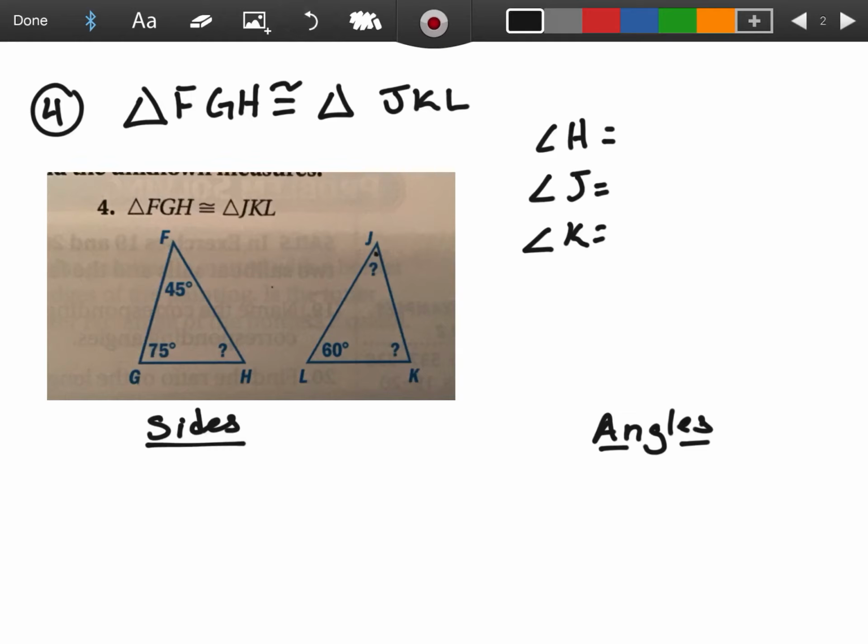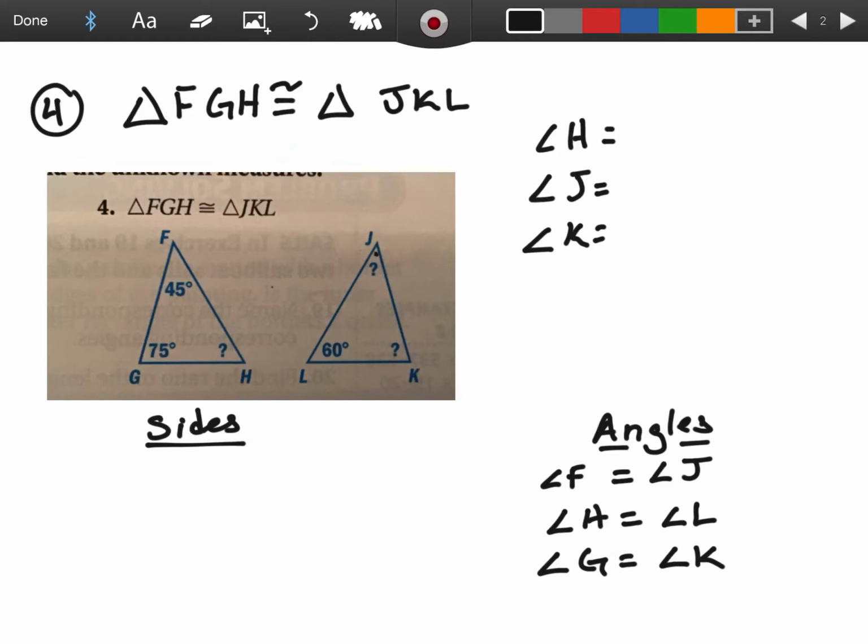If I was saying, the longer side is right here, and the longer side on this one is right here. So it's kind of a mirror image of each other. You have to use your observational skills to see that, and then you can start pointing out congruent angles. The first one is angle F is congruent with angle J, then angle H is congruent with angle L, and angle G is congruent with angle K.